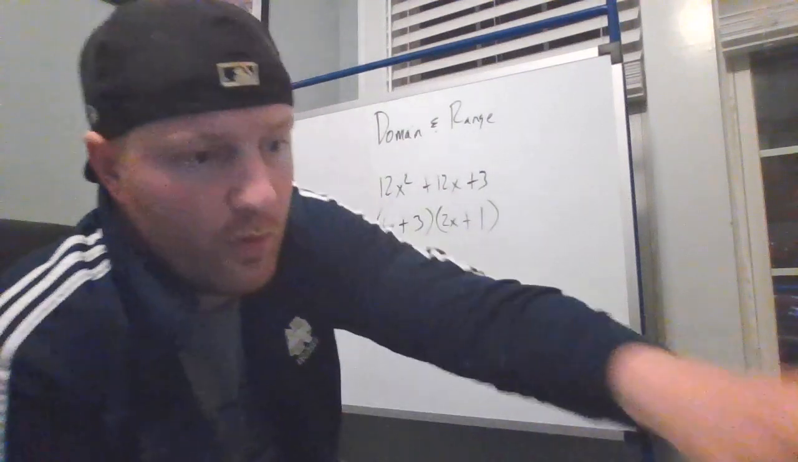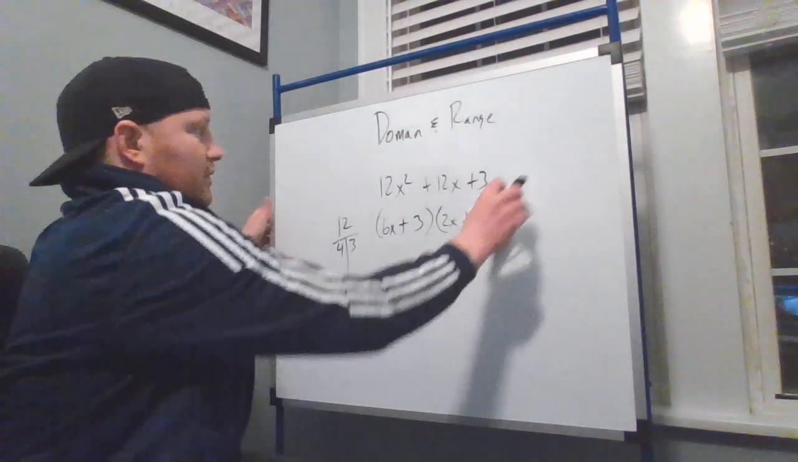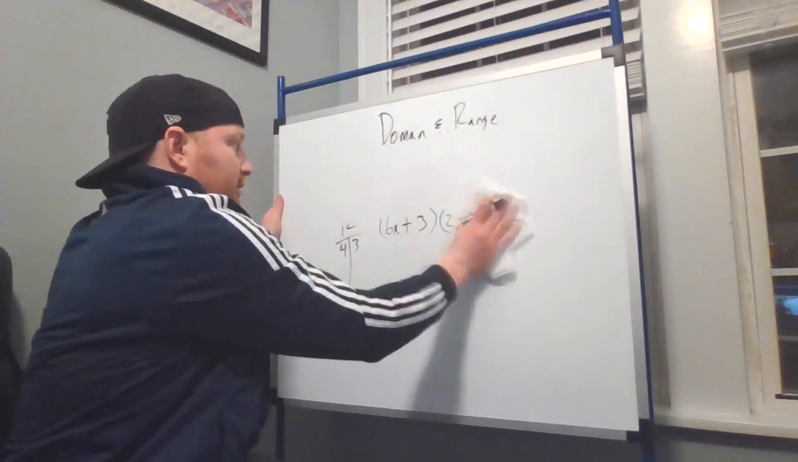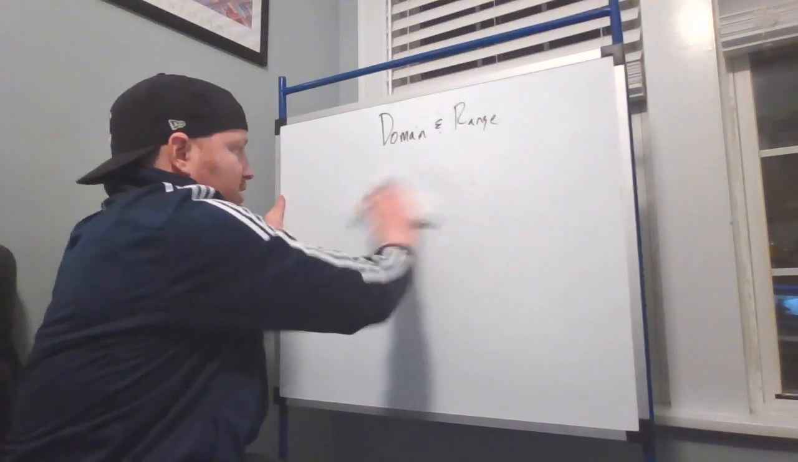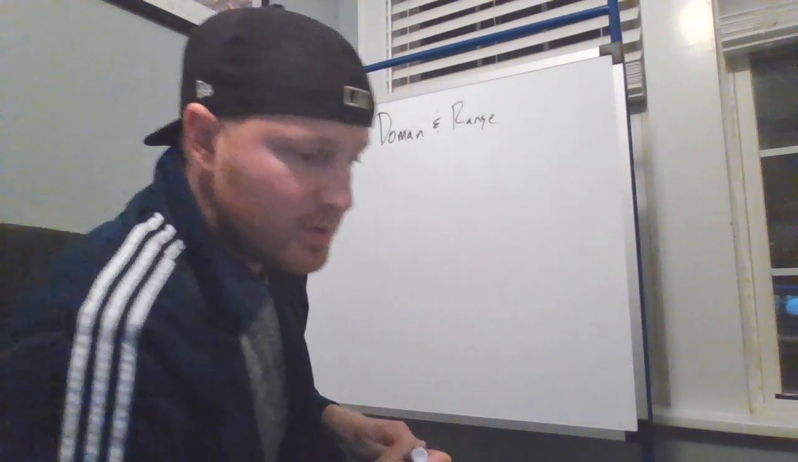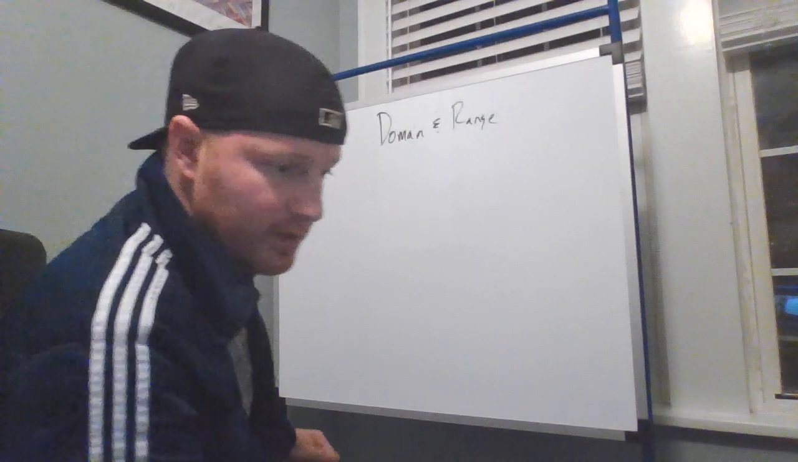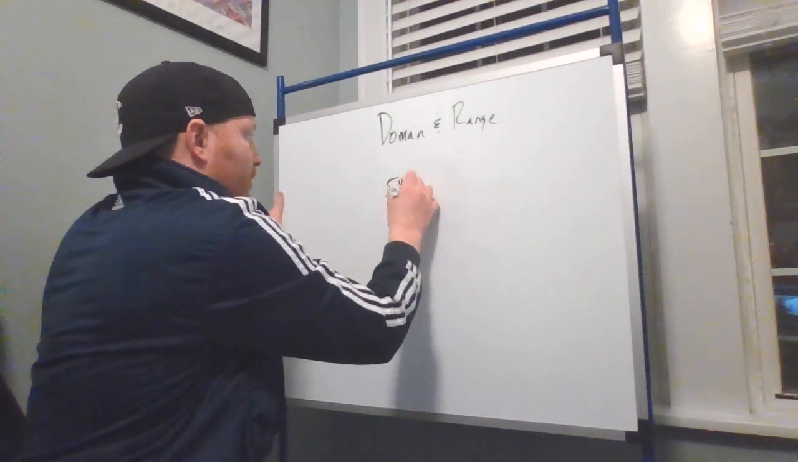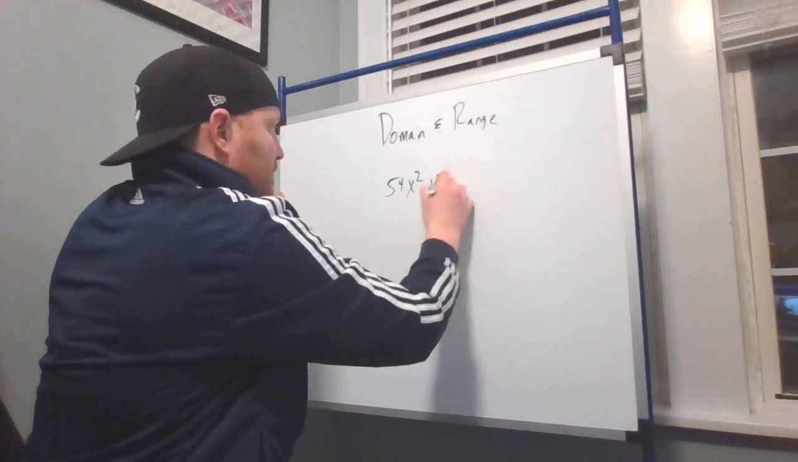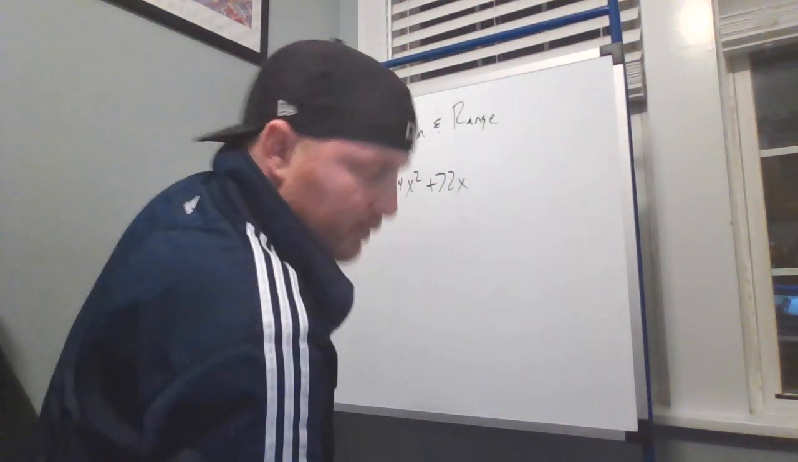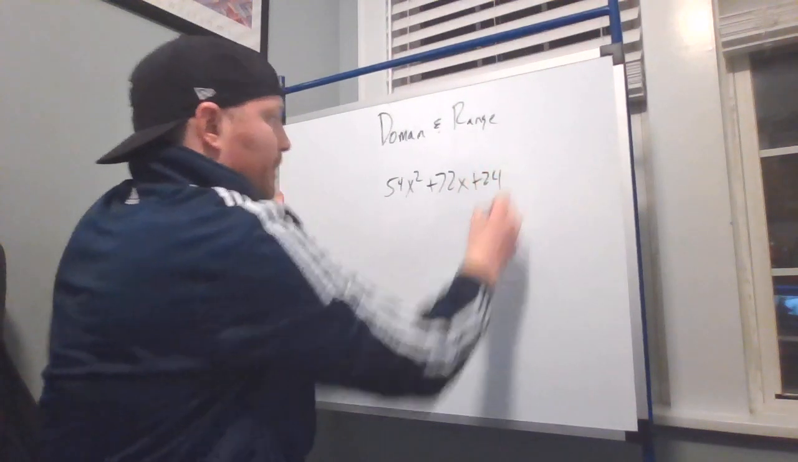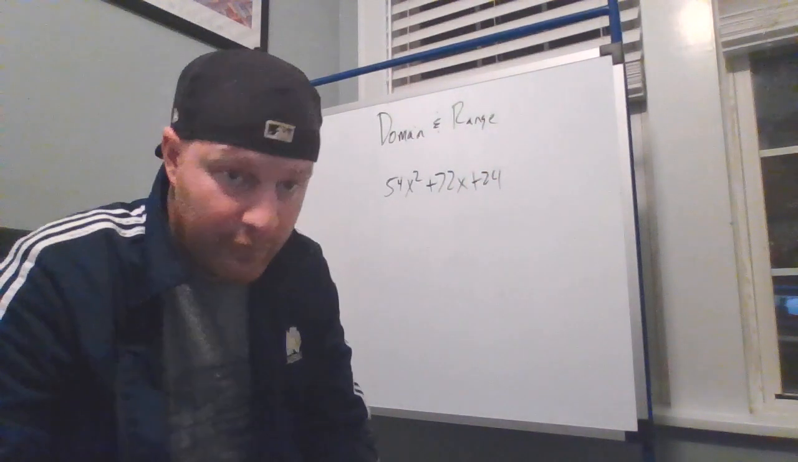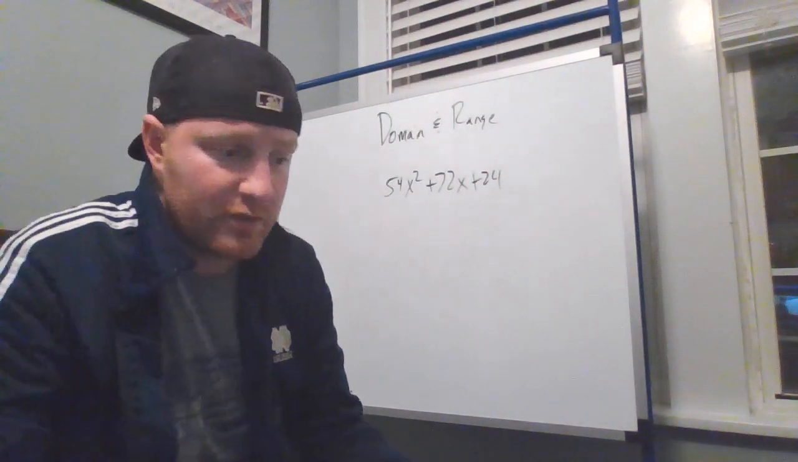And then one more for you guys, just to help you think through some more of these. This one's a little harder, takes a little more time. Again, you're just always breaking down factors, hence why it's important to know your multiplication facts. 54x squared plus 72x plus 24. Now, before I started this video, I tried it on my own, and this was my first.